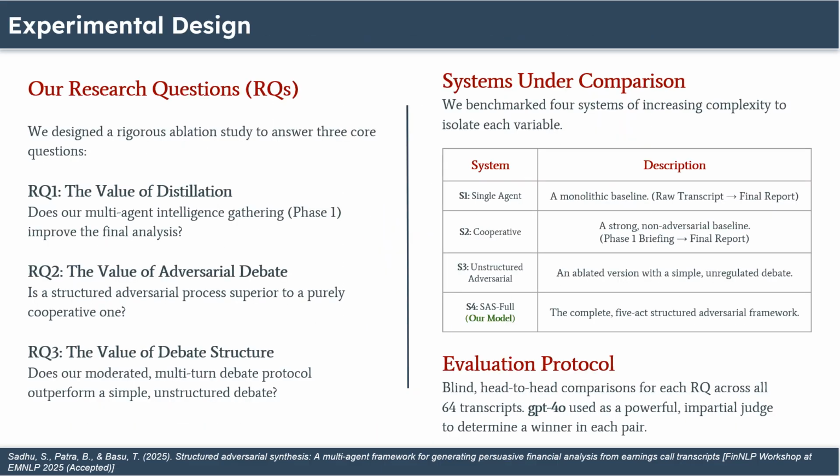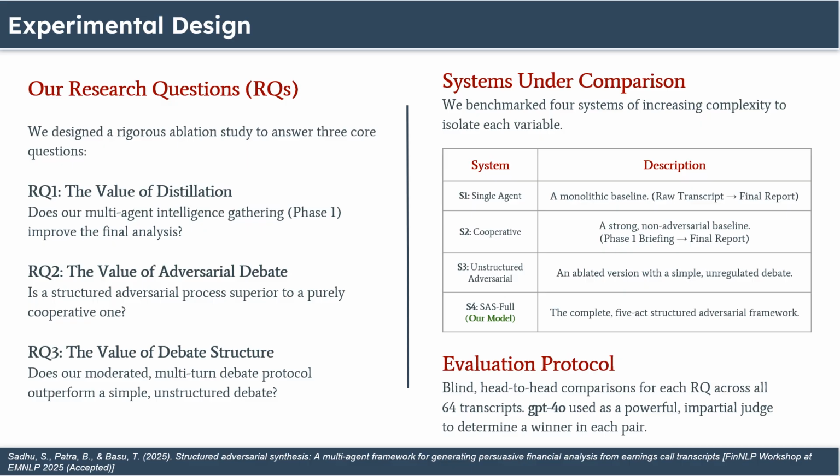To prove the value of our architecture, we designed a rigorous evaluation study centered on three core research questions. First, for research question 1, we wanted to measure the value of distillation. We asked, does our multi-agent intelligence gathering in Phase 1 actually improve the final analysis? Second, research question 2, we tested the value of adversarial debate. We asked, is a structured adversarial process superior to a purely cooperative one? And finally, research question 3, we isolated the value of debate structure. We asked, does our moderated multi-turn debate protocol outperform a simple unstructured exchange of views?